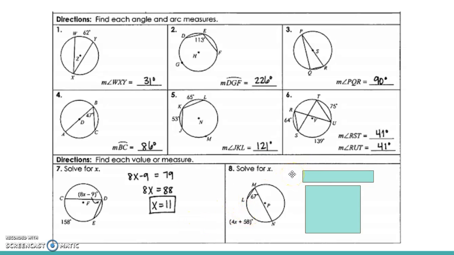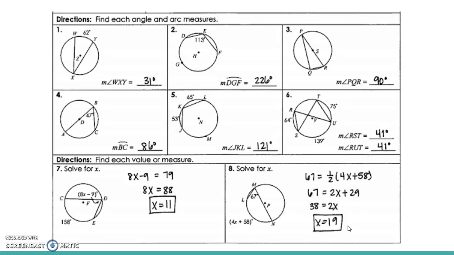Number 8, I'm solving for x again, so they gave me my angle is 67, and the arc they gave me as an algebraic expression. When I set that up, there are a couple of different ways, but the way I'm going to set this one up is do 67 equals 1/2 times the expression 4x plus 58. You could also automatically just double the 67 and then set it equal to your algebraic expression. When we solve, we find that x equals 19.